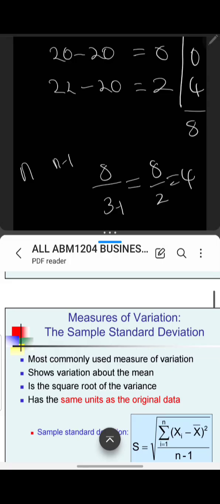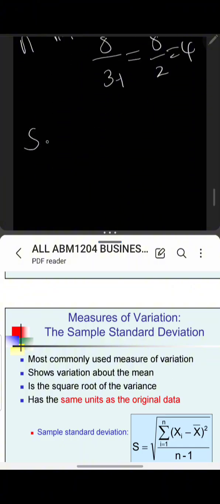Standard deviation, the sample standard deviation, is the most commonly used measure of variation. It shows the variation about the mean. It is simply the square root of the variance. SD, standard deviation, is sometimes written as sigma. For a population, sigma; for a sample, S. Okay, let me not get into that. So standard deviation is simply the square root of variance.